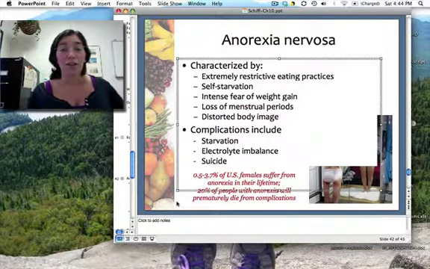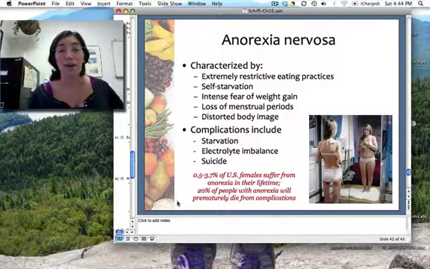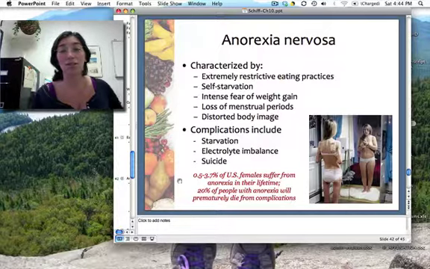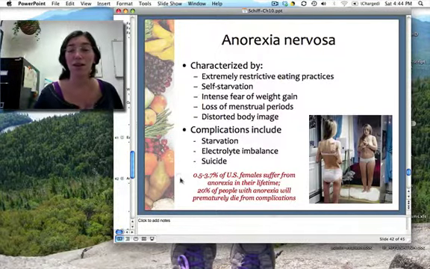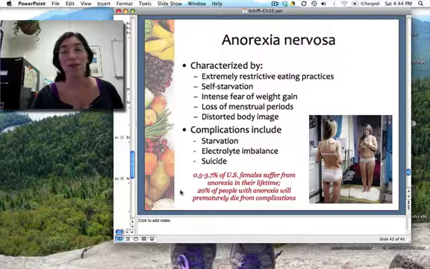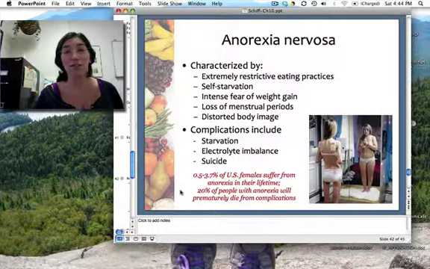Also, there are other secondary psychological effects. The suicide rate is fairly high in females with anorexia nervosa, or people, I should say, with anorexia nervosa. The statistics in this country: anywhere from 0.5 to 3.7% of U.S. females suffer from anorexia in their lifetime. That's actually pretty high. Chances are there's at least one person in this class who suffered from it. If not, there's probably several people in the class who know people who have suffered from anorexia.